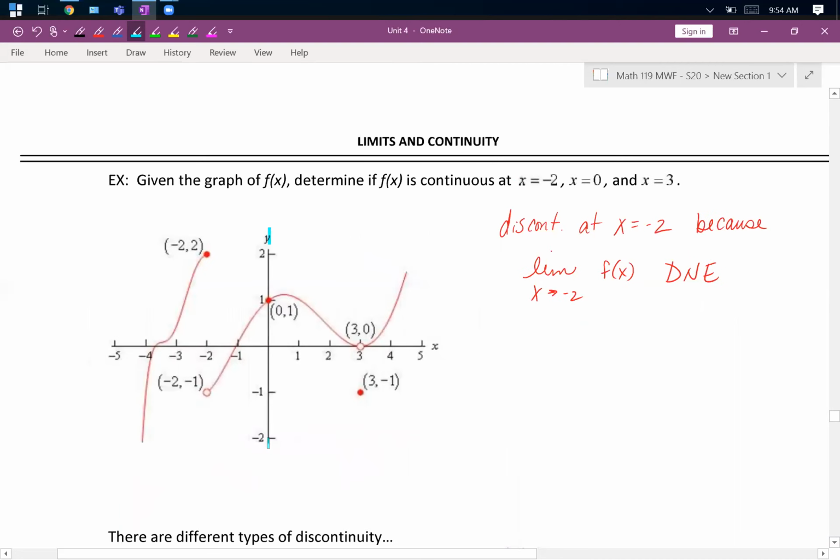So right here is where x is equal to 0. Just looking with your eyes, is this going to be continuous? Yes, there are no holes or jumps or gaps or anything like that. So we're going to say continuous at x equals 0, but now we want to back it up with some calculus. Because the limit exists there? Well, that's not it, though. It's more than just the limit exists.